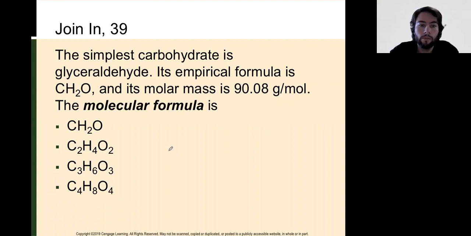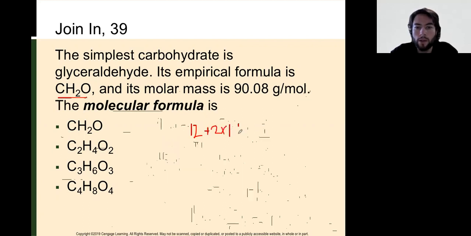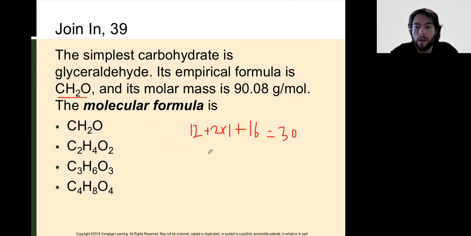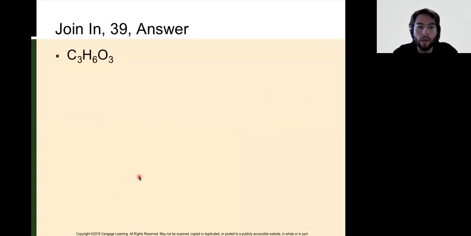Answer coming soon. All right, so the first thing to do is find out what the mass of the empirical formula is. So the mass of the empirical formula is 12 from carbon plus 2 times 1 for hydrogen plus 16 from oxygen, which is equal to 30. So then we do 90.08 divided by 30, and we get a value that is about 3. So then we multiply the empirical formula by 3, and we get C3H6O3 as our answer. There we go.